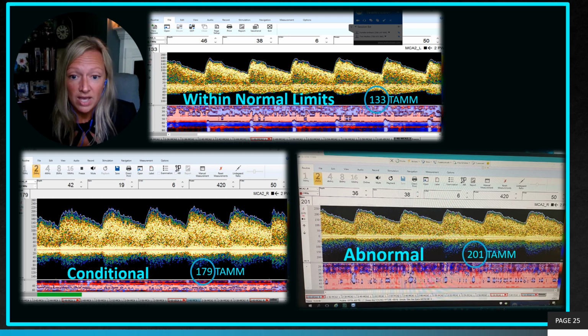Our conditional mean velocity is 170 to 199 centimeters per second. That is the range for conditional. So here we have a mean velocity of 179. This is a conditional mean velocity for our pediatric sickle cell population. And in the bottom right, you'll see we have a higher mean velocity of 201. So once you reach 200 and above, that is your abnormal mean velocity threshold. And here we have that abnormal mean to show you what these will look like on TCD.